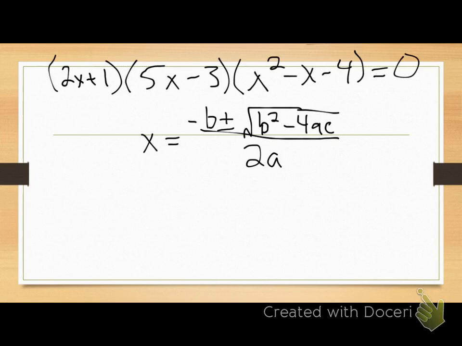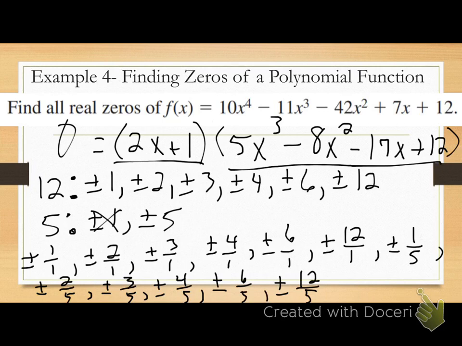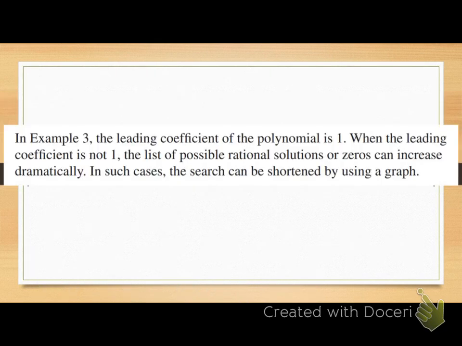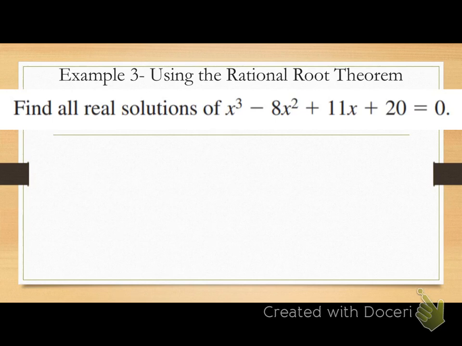On the other ones, could you use this? No, because the other ones weren't quadratics. 5x to the third, the degree is 3, right? You can only use the quadratic formula if it's a quadratic expression. Does that make sense? And I couldn't do it at the first because it was 10x to the fourth. That's not a quadratic either. And on my first example, when we used the rational root theorem the first time, when we got a quadratic, we were able to just factor it. So we didn't need to use it. Okay?